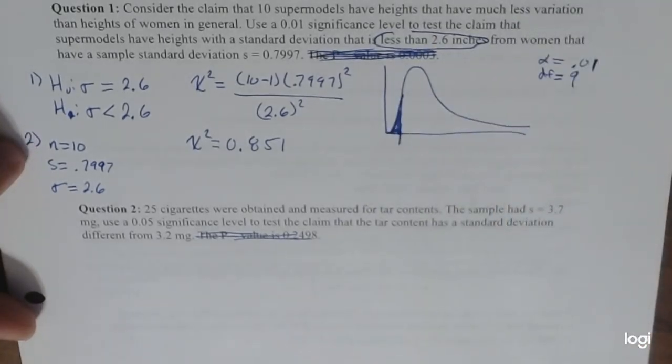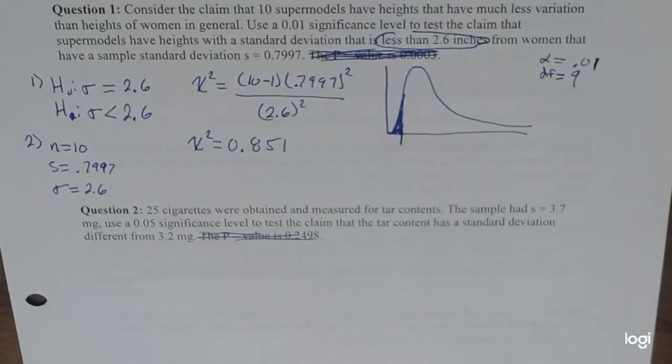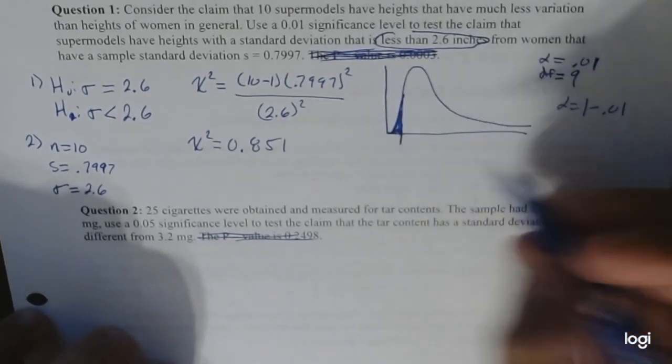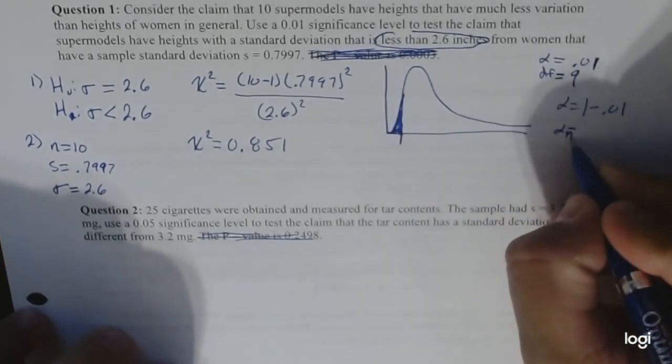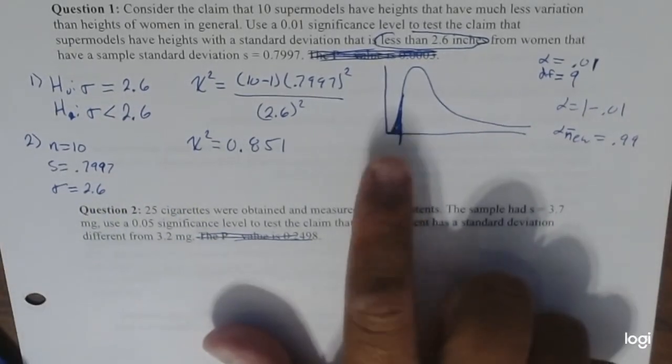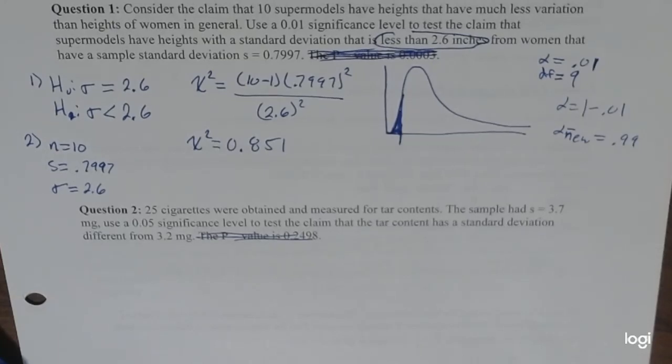If you go to your tables, the problem is that a chi-square table only gives you the area to the right of the value, but we want the area to the left. So we have to tweak that. Instead of using alpha 0.01, we're going to use 1 minus 0.01, because we want everything on the left-hand side. So the new alpha is 0.99, because we want the leftmost value. If you look at your formula sheet, let me pop that up so you can see.